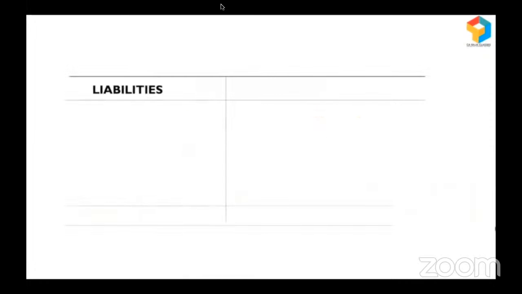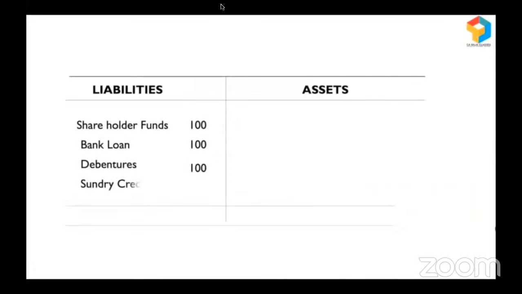Let me take you through a balance sheet. I'm just going to show you the left-hand side, that is the equity and liability side. Look at this: shareholder funds are 100, bank loan is 100, debentures are 100, and sundry creditors are 200 million. It means this business has raised 500 million from 4 different parties: owners 100 million, bankers 100 million, debenture holders 100 million, and suppliers, sundry creditors, 200 million.